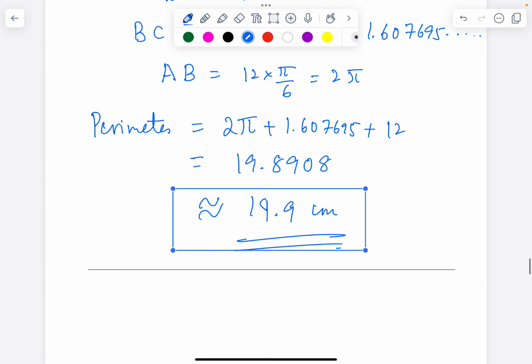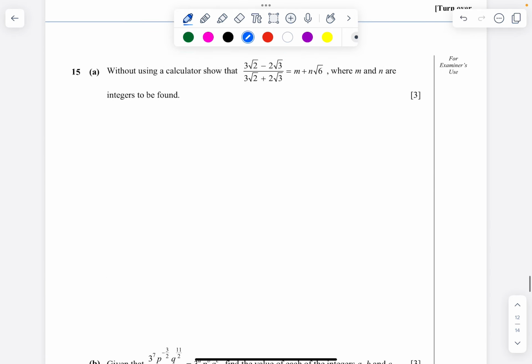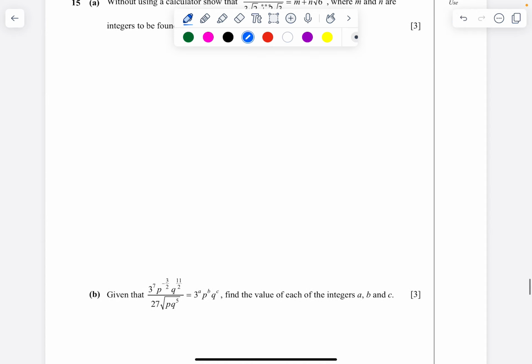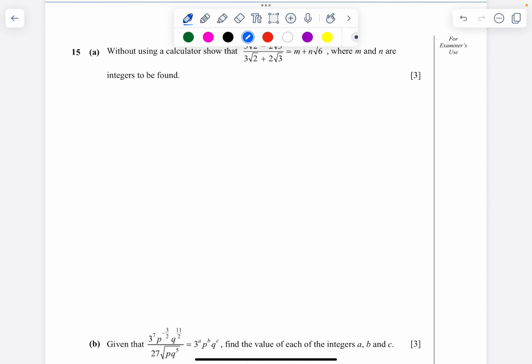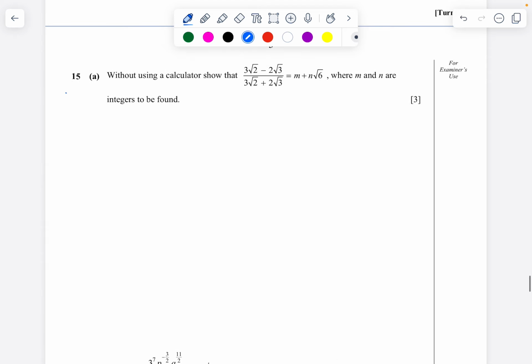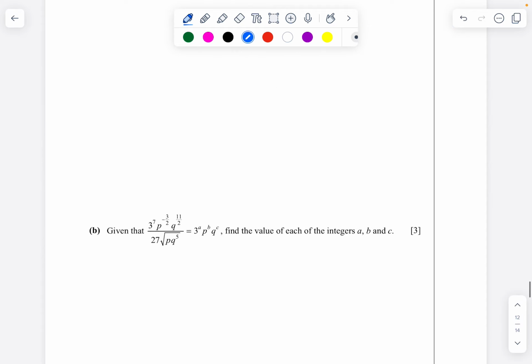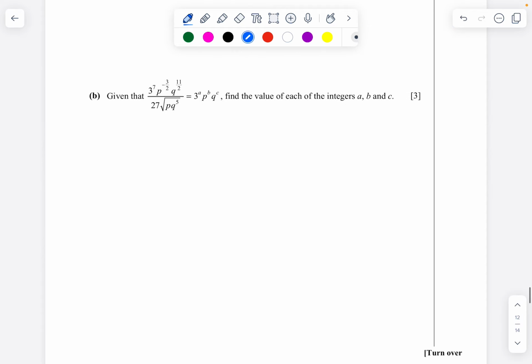It's not hard, but too many steps involved. Then question number 15. I think this is the same rationalizing. I'm not doing this question, it's so boring now. But I would like to do the B part.